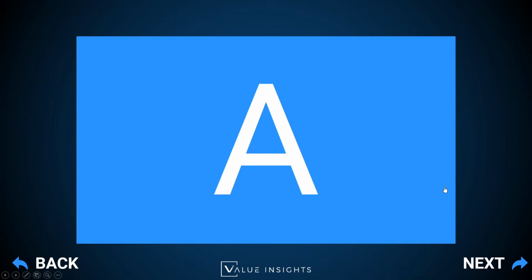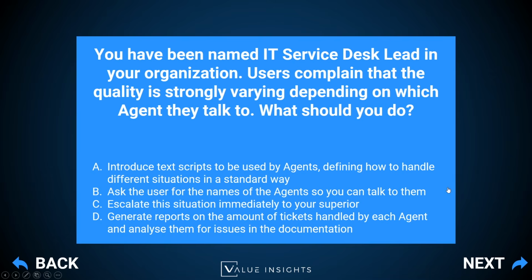The correct answer for this one is A. What should we do? Well, let's introduce text scripts to be used by our agents, defining how to handle different situations in a standard way. Like predefined text elements they can use for the handling of different issues, or maybe for the handling of different customers or difficult customers, right? Because that would allow us to create a standard quality, because all of our agents would be communicating with the same quality, right?